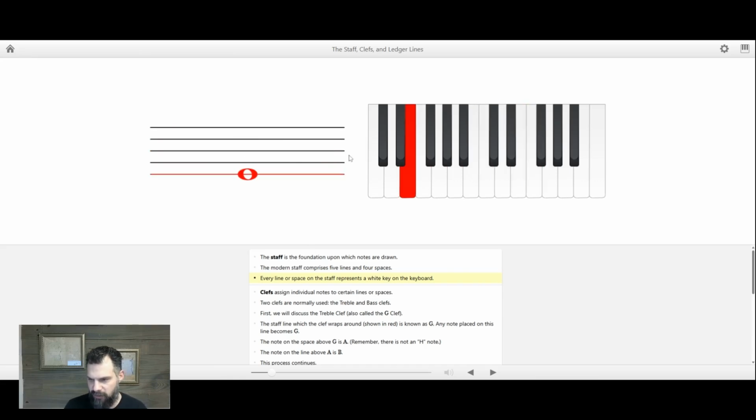You can see they're actually showing you what keys on the keyboard are represented by the lines and spaces over here. You start off with an E, F, G, A, B, C, D, E, F, and so on. So you don't need to know all that now. It's just kind of showing you that this is what the correspondence is. When you're looking at the staff, it is representing what's happening here on the keyboard.